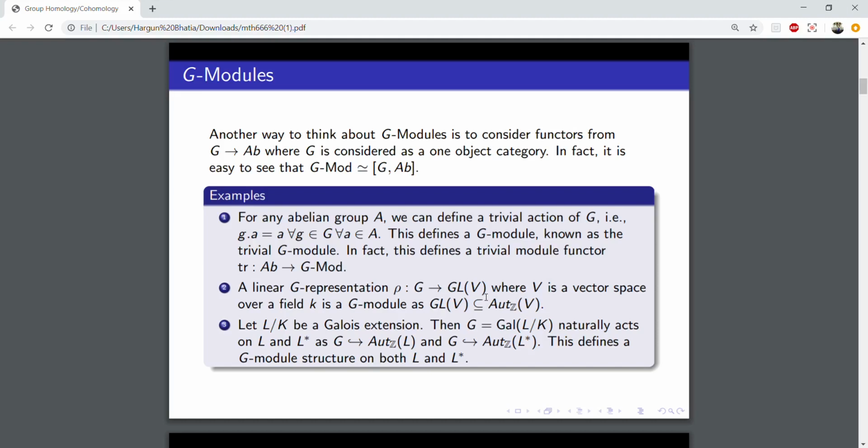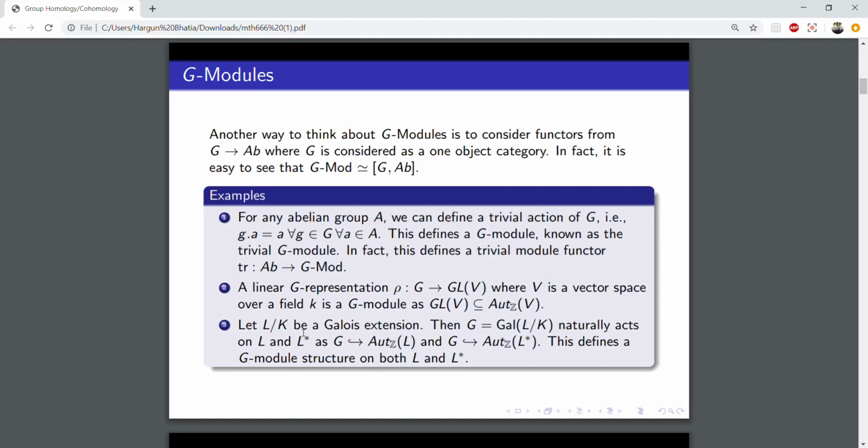This is also a G module, and the reason is that this collection of all invertible linear transformations, GL(V), is automatically contained in the collection of all isomorphisms of V considered as an abelian group, if you just forget the structure of the scalar multiplication. So this is already a G module.